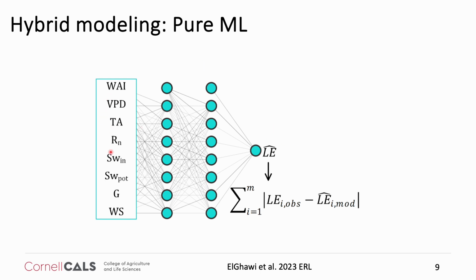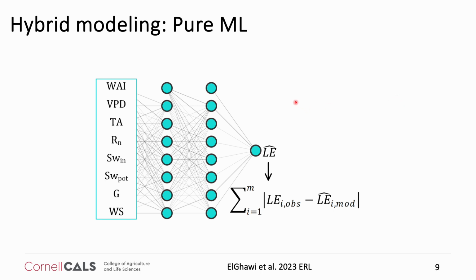You can see in the left panel here, there is a list of environmental drivers that includes the water availability index, vapor pressure deficit, air temperature, net radiation, shortwave incoming radiation, ground soil heat flux, potential shortwave radiation, and wind speed. And they put all these drivers into a feedforward neural network model that directly predicts the LE here based on those drivers. The loss function here is defined as the sum of the difference between the observed and the modeled LE at each time step across the simulation period.